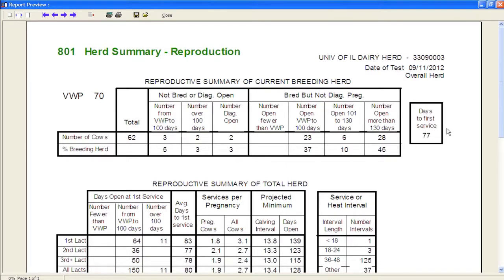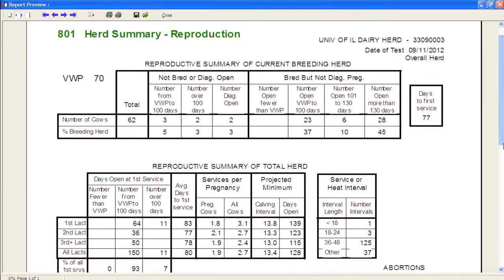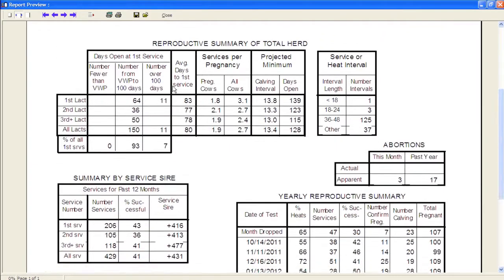The average days to first service for the current breeding herd is 77 days. This does not break it out by lactation number or any other breakdown, but it gives you an idea where you're sitting with the current number of cows in your active breeding herd. The next set of charts looks at the summary of the total herd and where we're at. As you look at the university herd, remember 70 days in milk is the voluntary waiting period.